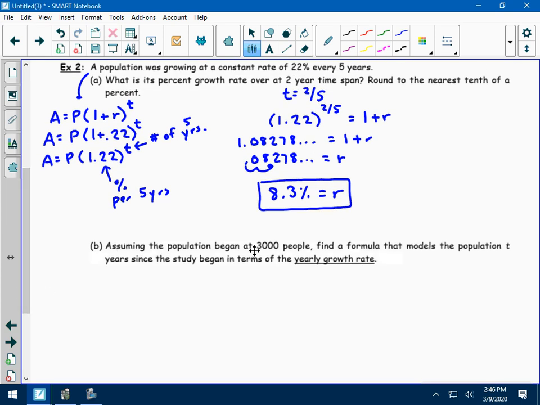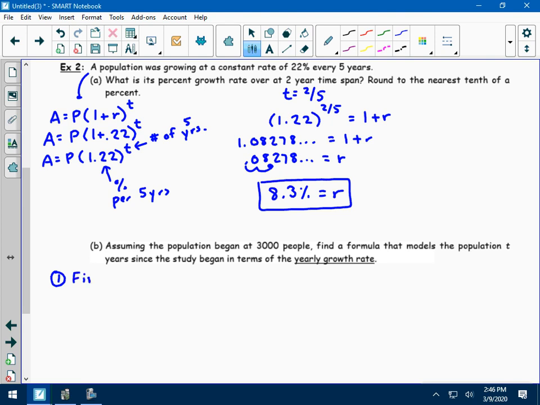Part B, assuming the population began at 3,000, so now we have an initial amount, find a formula that models the population t years since the study began in terms of the yearly growth rate. Now this doesn't really have anything to do with part A. This is the 2-year growth rate. I need the yearly growth rate.